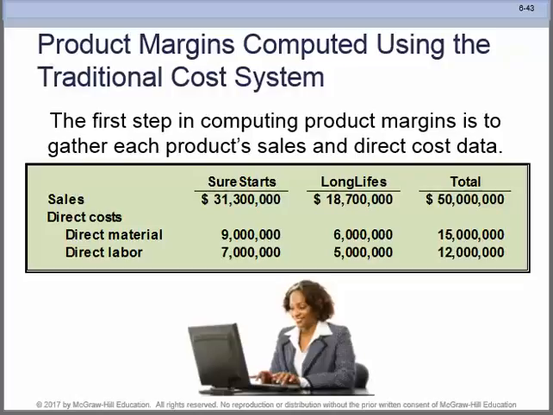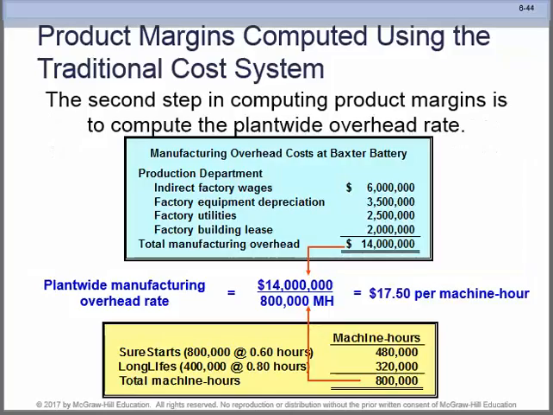So product margins, we're going to compare traditional and ABC product costs now, okay? Product margins computed using a traditional cost system. So in the past, this should be very, very familiar. Here's our sales, here's our direct materials, here's our direct labor. Boom, there's all your costs. Product margin using a contribution margin type method.